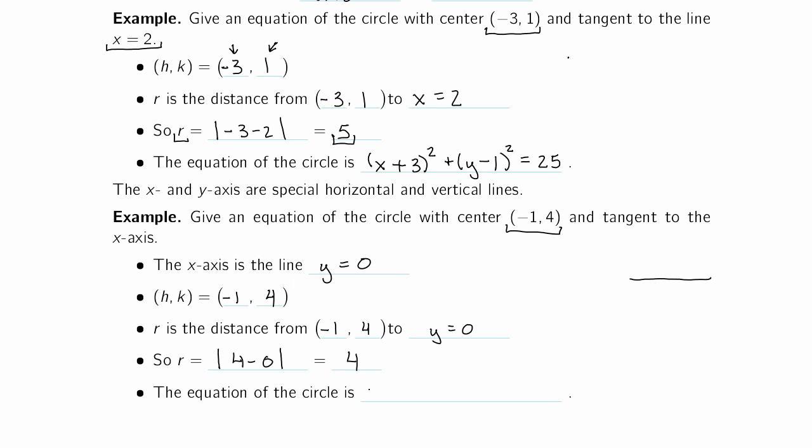Our equation then: x minus, the x-coordinate of our center is -1, minus -1 is plus 1, squared, plus y minus, the y-coordinate of our center is 4, squared, equals, we have r is 4, so we square that. We get that that's equal to 16.